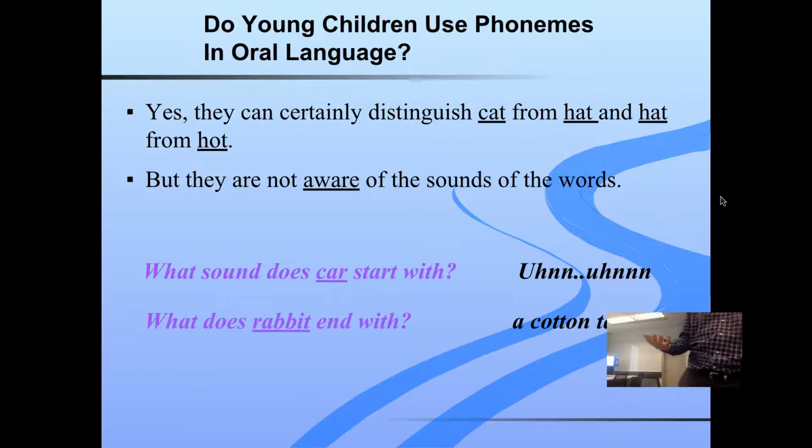If I were to ask them, what does a car start with? They might say, a key. Good answer. What does a rabbit end with? A tail. Not the T. So they'll distinguish the sounds, but they won't be able to be aware that those sounds represent individual words.